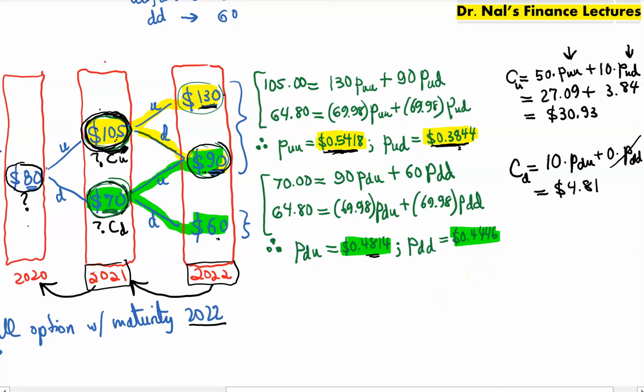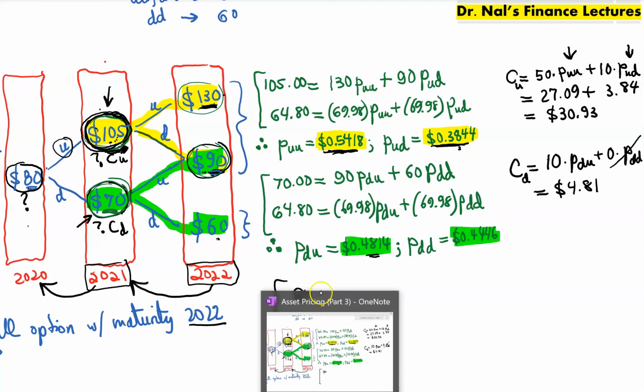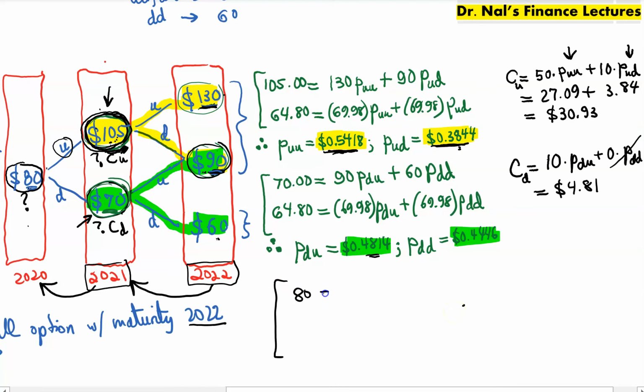So first, we need to calculate the state contingent claim, starting at year 2020. In year 2021, what happens if we end up at that point, or what happens if we end up at that point? If we end up at the up node, 105, right now the price is $80. I'm doing the stock first. $80 is equal to 105 PU, let's call it just U now, or alternatively 70 PD. That's it.